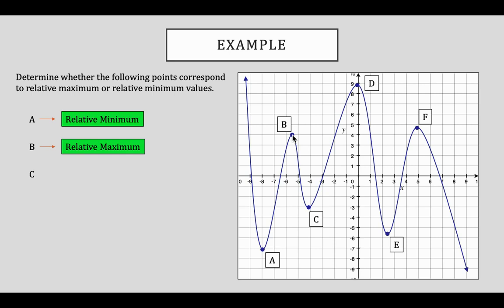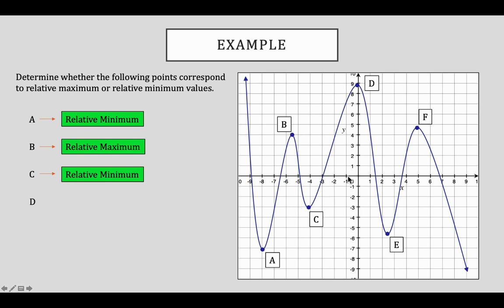Point C. Well, again, notice that the y value associated with point C is less than the y value of the points immediately to the left and to the right of point C. If I am at point C and I go to the right, the graph goes up. If I'm at point C and I go to the left, the graph goes up. That means that C is going to be a relative minimum point.